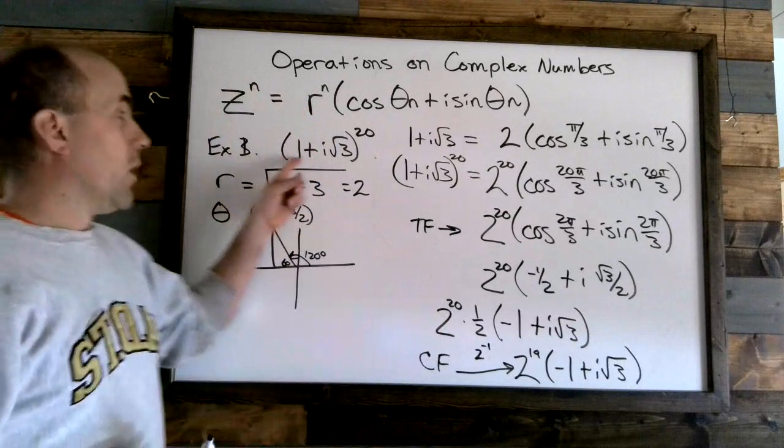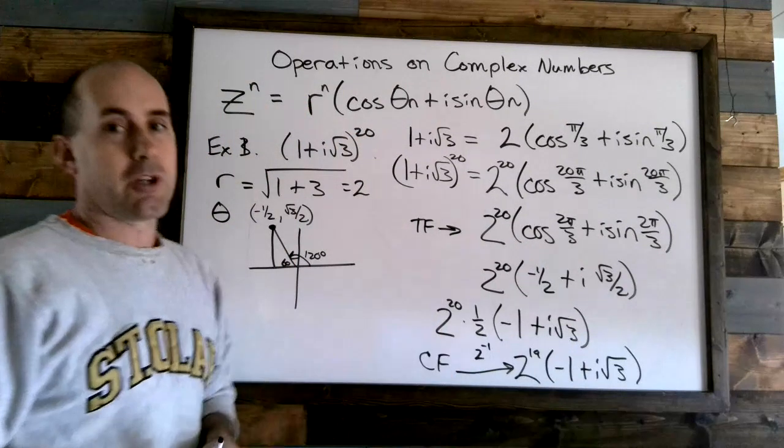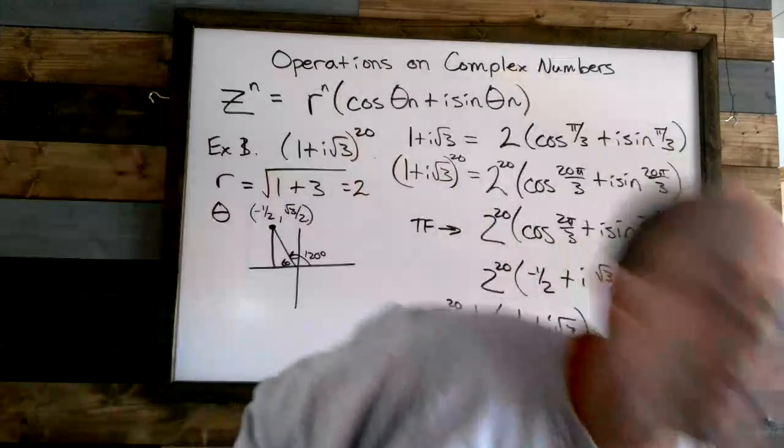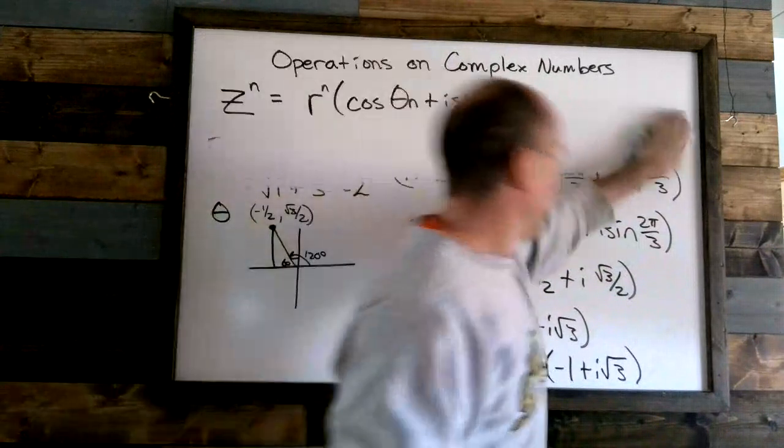Again, 1 plus I root of 3 multiplied out 20 times takes a long time. Boom, we made it pretty short right there, okay? All right, I'm at 6 minutes. Looks like I have 9 minutes left to do our fourth example.